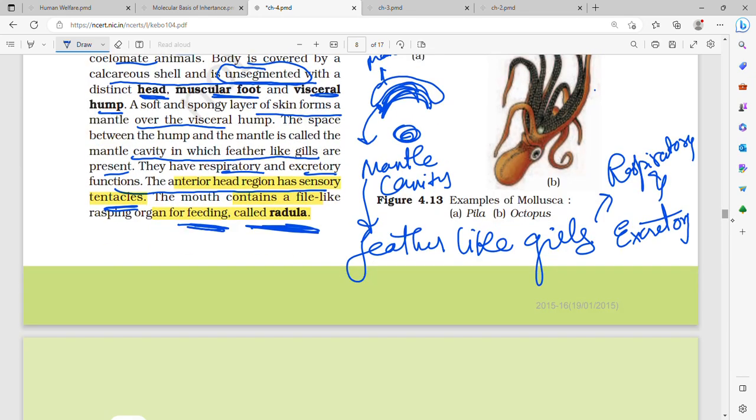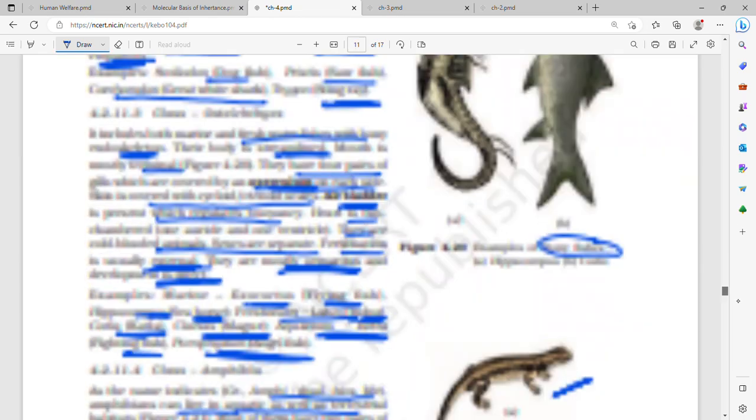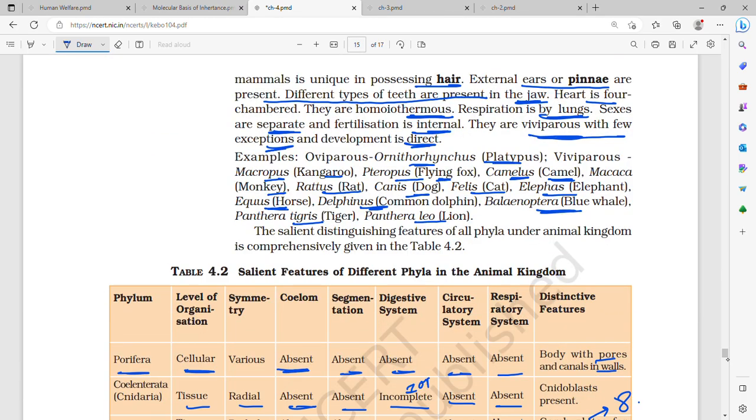The anterior head region has sensory tentacles. The mouth contains a file-like rasping organ which is called the radula.